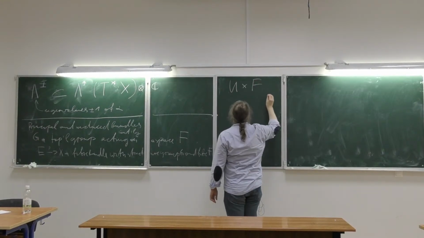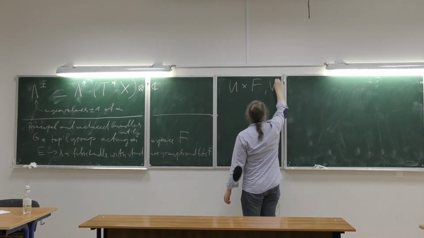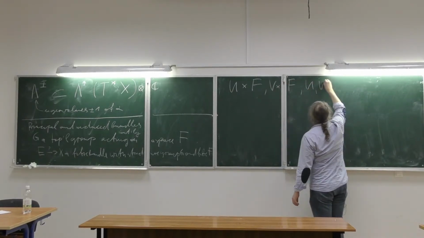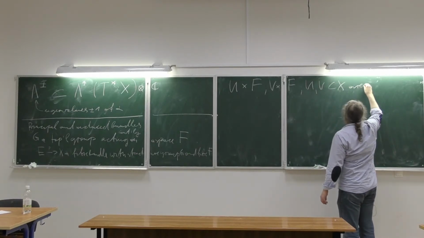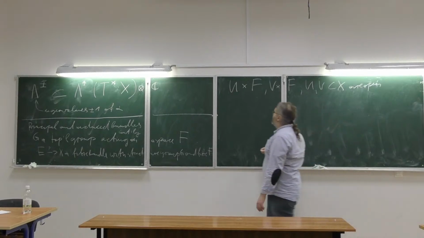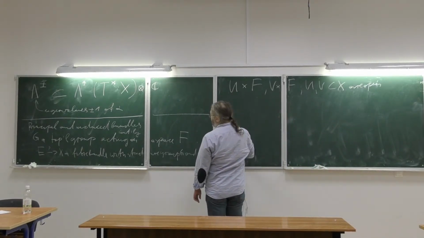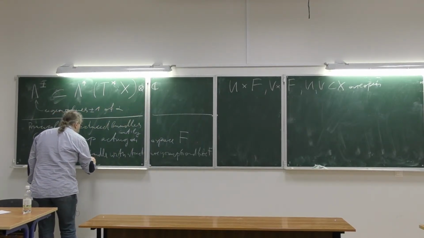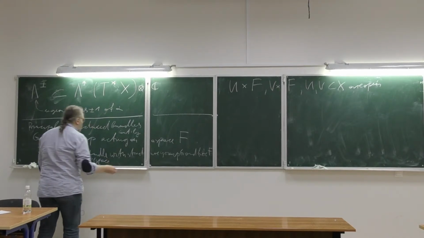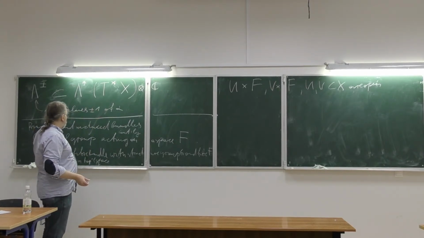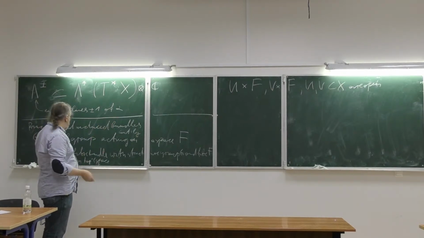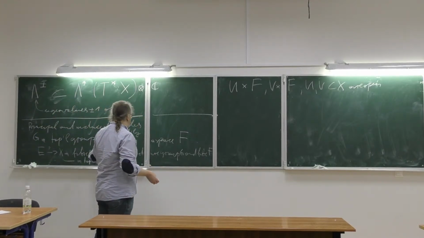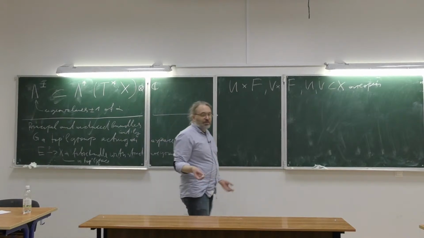So I have U cross F, and I have V cross F, where U, V are open subsets. What is X? X is a topological space. Any? Yes. We will shortly use our X instead of this X, but for this definition we don't need any other assumptions, just a space.